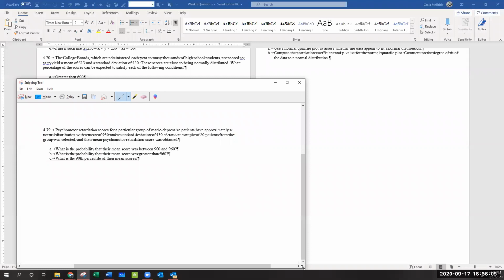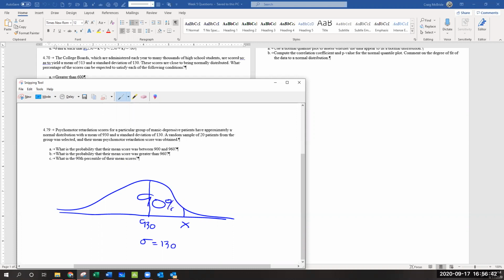Yeah, so I always like to draw pictures with these, especially when I'm dealing with the normal curve, because it helps me just visualize what I'm doing. And so I've got a nice, pretty little normal curve. And the mean, as you said, was 930. And then the standard deviation was 130. Now they say, what is the 90th percentile? So the 90th percentile is going to be some value up here, X. I don't know what it is, but it's going to have 90% of the data values down here to the left of it, right? That's what it means to be the 90th percentile.